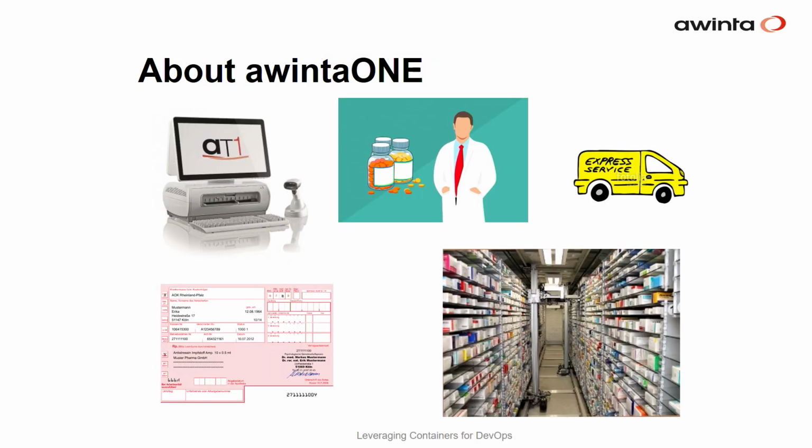Now what we do, one part of our software development is building merchandise management systems for pharmacies. Our new product is called awinta One and runs under the InterSystems Iris data platform. awinta provides fully automated systems for the pharmacist. On the left top, you see our 81 hardware, which is an all-in-one system with scanner module, printer, second screen on the back side, and so on.